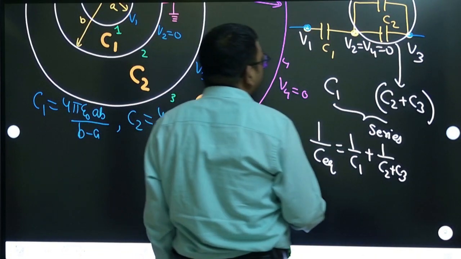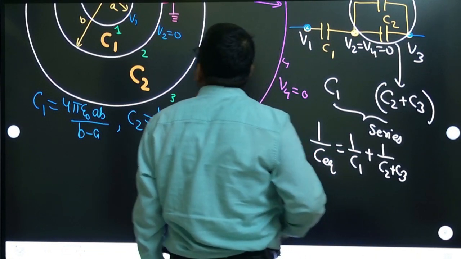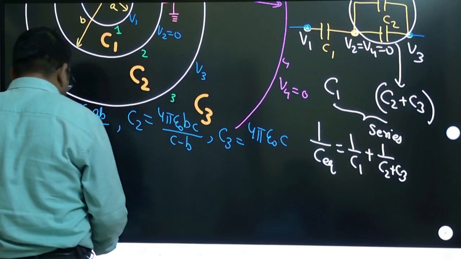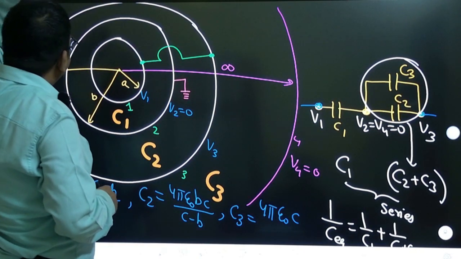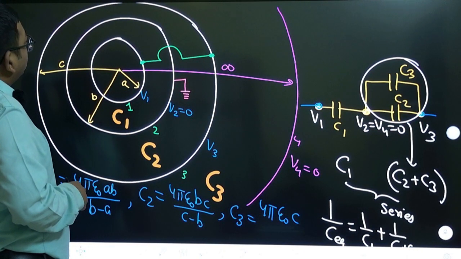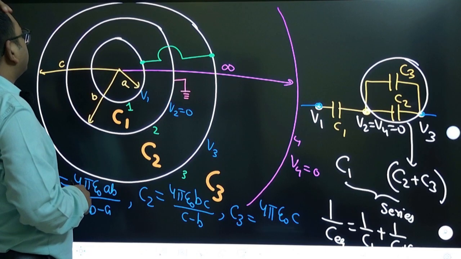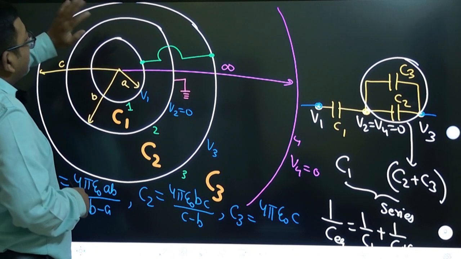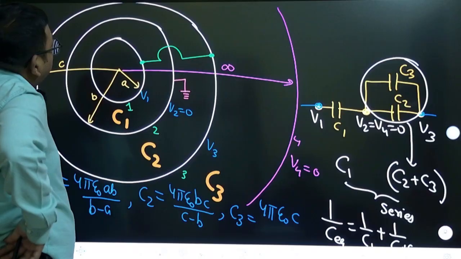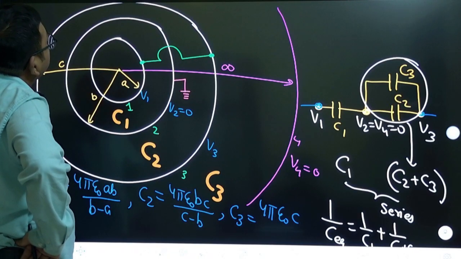So 1 by C equivalent, and also note that where have we given the charge? One minute. Where have we given the charge? Here charge was given or not given? Somewhere some charge must be given. Somewhere they will give some charge, okay? Don't worry about that. They will give some charge.